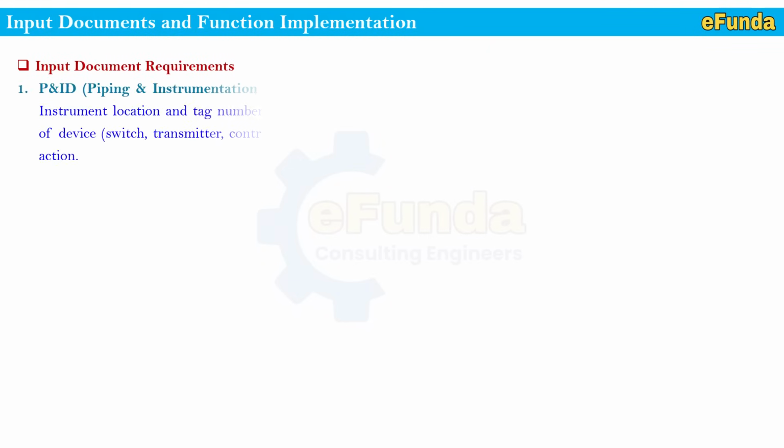Now we have reached the stage where input documents and function implementation are to be understood. It is very important to understand the input requirements and their functionality implementation, as we will see in brief. Input document requirement. First, the P&ID, that is the piping and instrumentation diagram, to understand the instrument location and tag number, control function, type of devices, that is a switch, a transmitter, control valve, and the valve fail-safe action.